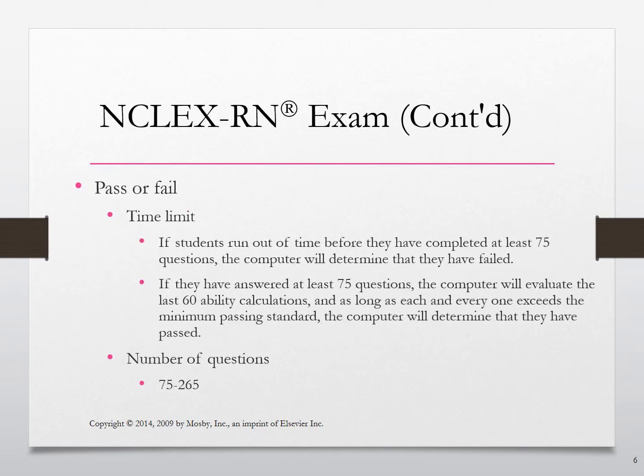Looking at the time limit, if students run out of time before they have completed at least 75 questions, the computer will determine that they have failed. If they have answered at least 75 questions, the computer will evaluate the last 60 ability calculations. And as long as each and every one exceeds the minimum passing standard, the computer will determine that they have passed. The number of questions can range anywhere from 75 to 265.